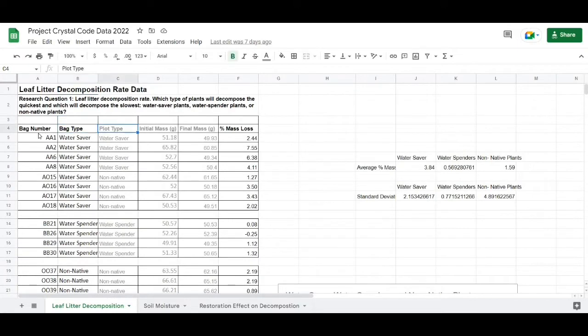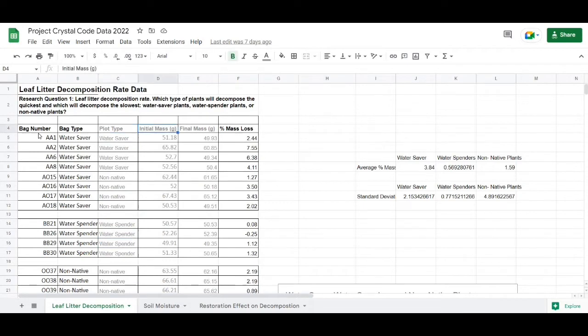Next, we look at plot type. Plot type represents the type of plot in which the bags were dropped in. And it also has 3 categories: water saver plots, non-native plots, and water spender plots.